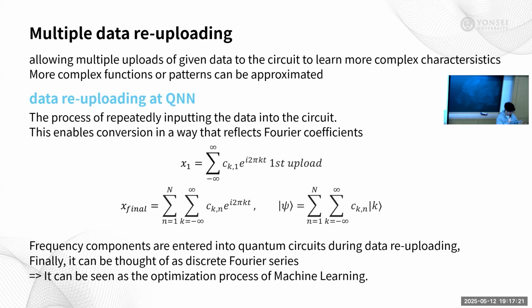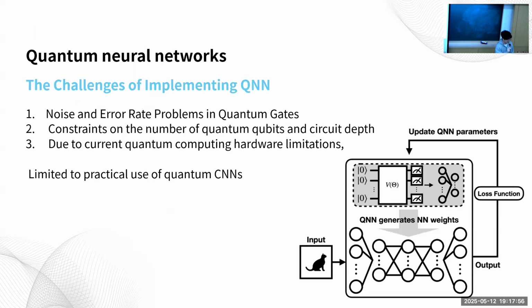While learning, we could add some frequency components by adjusting the parameters, and each input could be entered into the quantum circuit during data re-uploading. It can be thought of as a discrete Fourier series, and it can be seen as the optimization process of machine learning, while the learning is happening. So this could highlight the accuracy of machine learning. This is important in quantum neural networks.